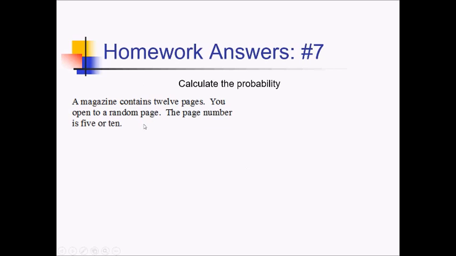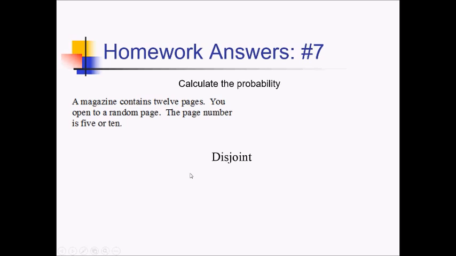In this situation, we have a magazine with 12 pages. We randomly open to a page. We want the probability it's page 5 or 10. So since we're dealing with OR, we have to add probabilities together. And since your page can't be both 5 and 10 at the same time, they're mutually exclusive. It's a disjoint situation. So we just add the probabilities and don't have to subtract any kind of overlap.